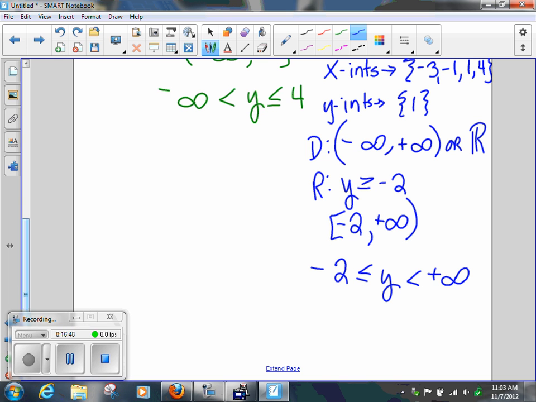If you have a graph that looks like this, what do you think that might be? Take a stab at it. Do you think it's going to be a polynomial function, but it's going to be of degree what? Do you think? What'd you say? Why 3?